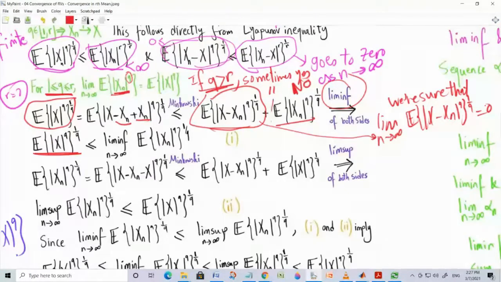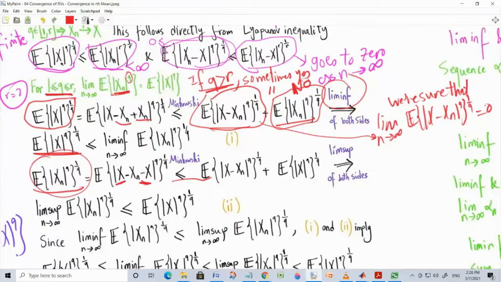Moreover, you have the limit infimum of this guy, and to be objective, you will just leave it as limit infimum because we don't even know whether this limit exists as you take n to infinity. Okay. Now start with this expectation. Insert the plus x and minus x. Apply Minkowski. Now take the limit supremum of both sides.